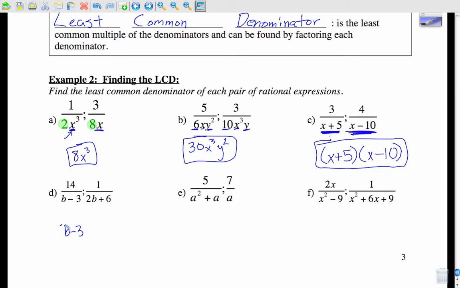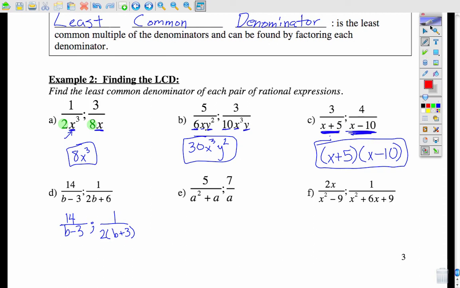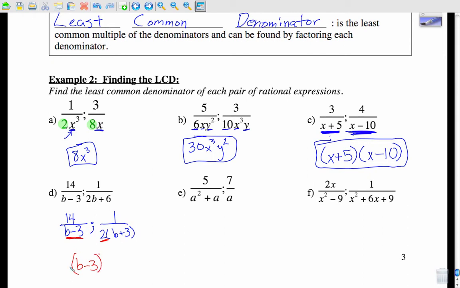Okay, letter D. First one, there's nothing I can do. It's just a b minus 3. The second one, I can take out a 2. So then I'm left with a b plus 3. 1 on top. Now, in order to find the common denominator, I must account for everything that's on the bottom here. Like this b minus 3, that is going to be a part of my common denominator. This 2, that is going to be a part of my common denominator. And this b plus 3 also must be a part of my common denominator. You have to account for everything that's in a denominator.